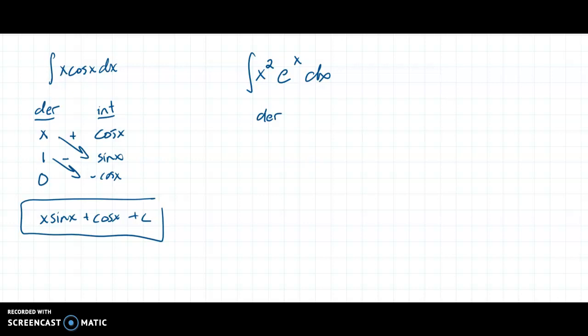So what I do is I set up a dir side and I set up an int side. Think about what I said a moment ago about how to choose what is the dir, right? Well, x squared, if I derive that enough, it's going to go down to 0. So let's dir it: x squared, 2x, 2, and 0. Now, on my int side, I got e to the x right here.